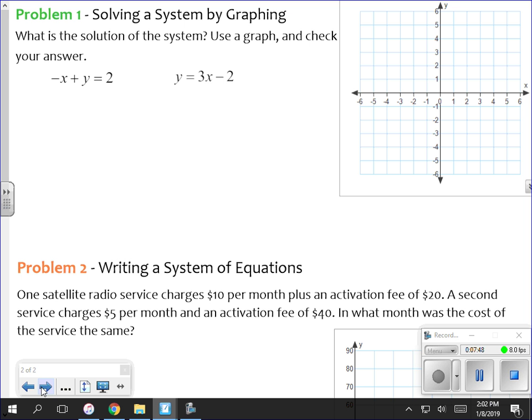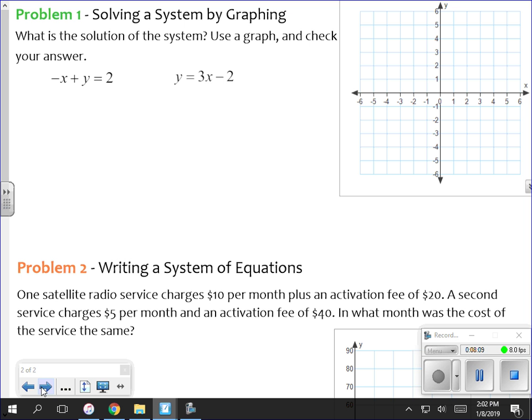Okay, so let's do an example. Solving a system by graphing. What is the solution to the system? Use graph and check your answer. So to graph it, I need to graph the equations. There's a couple of ways to do this. First one, and this is going back and reviewing graphing equations, what we did before.